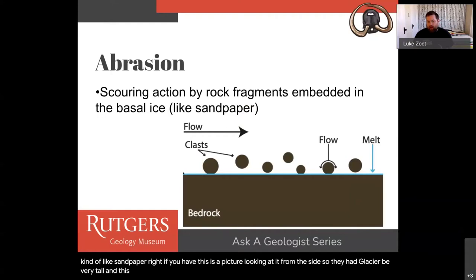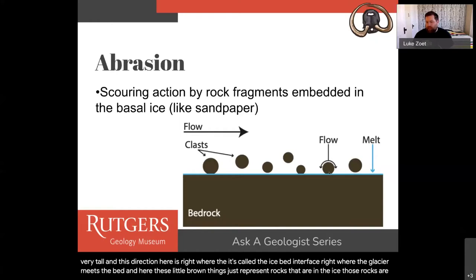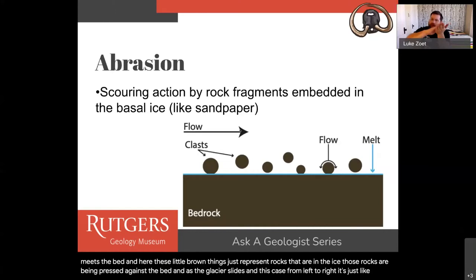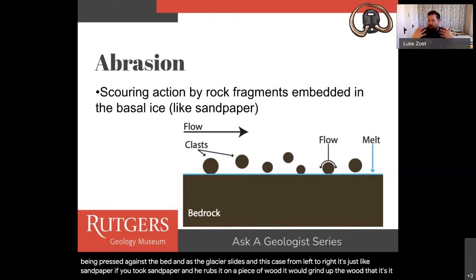Here is right where it's called the ice-bed interface, right where the glacier meets the bed. And here are these little brown things, which just represent rocks that are in the ice. Those rocks are being pressed against the bed. And as the glacier slides, in this case from left to right, it's just like sandpaper. If you took sandpaper and rubbed it on a piece of wood, it would grind up the wood that it's sitting on. It makes sawdust and things like that, if it was wood, and the glacier does the same thing.